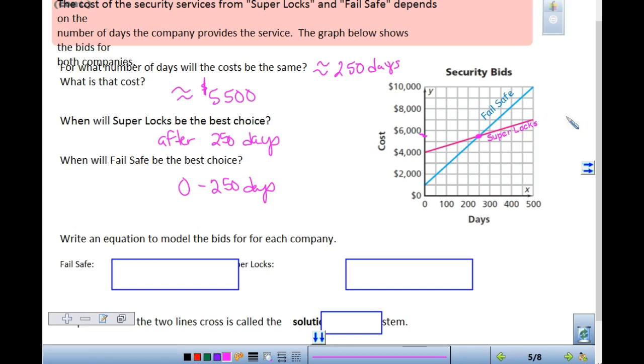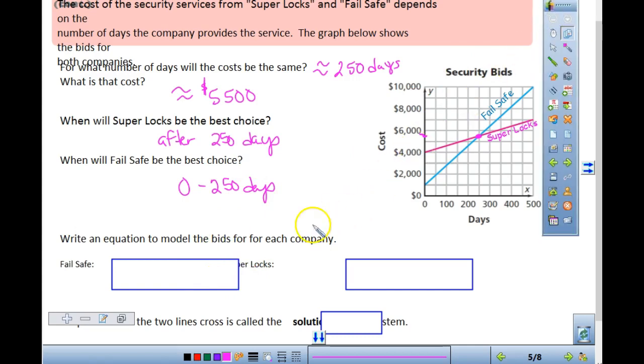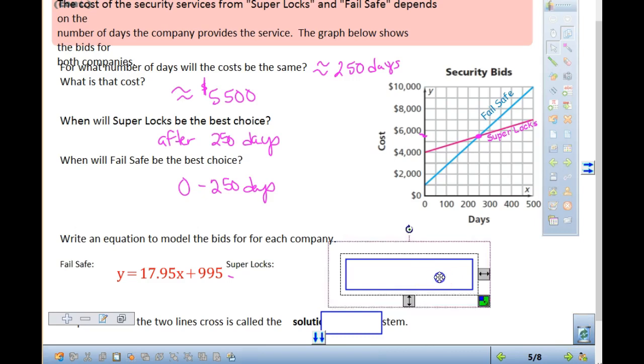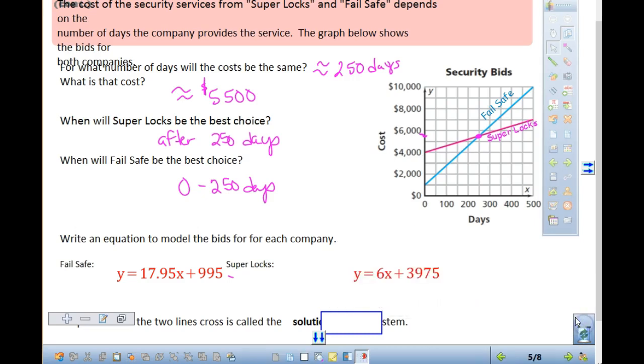So it says write an equation for the system. We just did that, right? So please write those same equations that you have up above down here. So y equals 17.95x for Failsafe plus 995. Superlock should be y equals 6x plus 3,975.